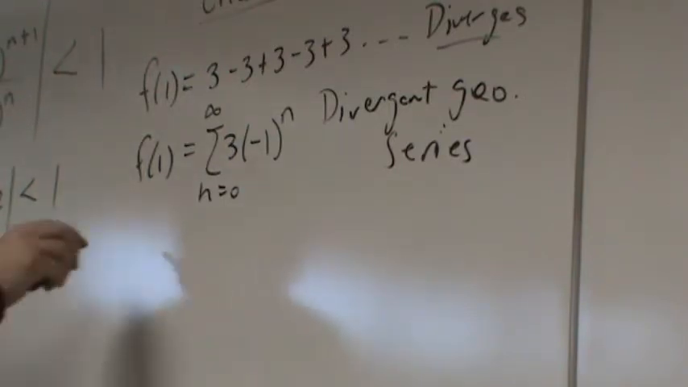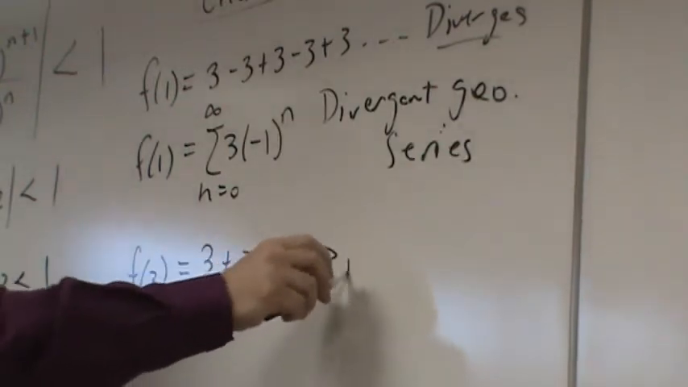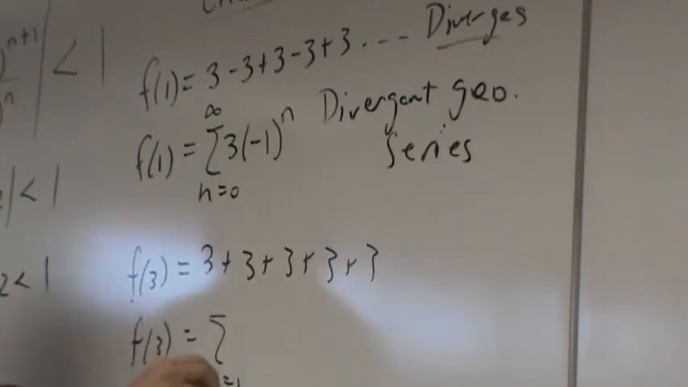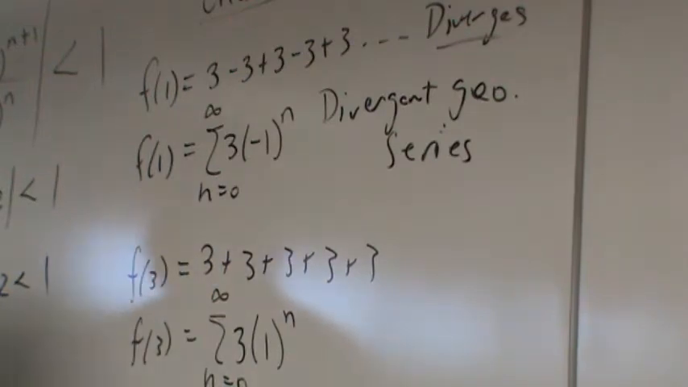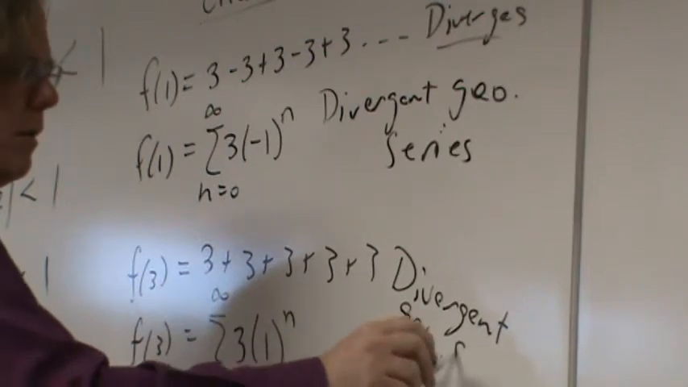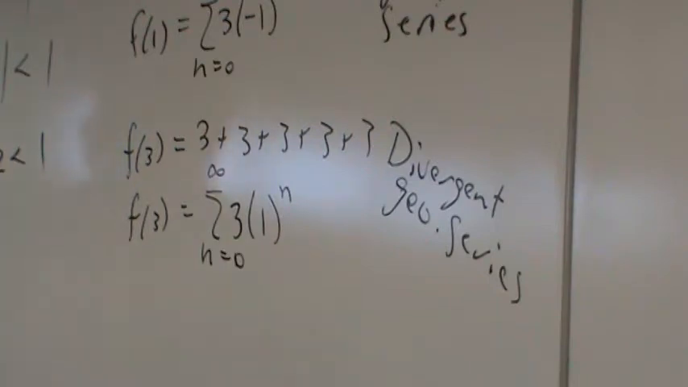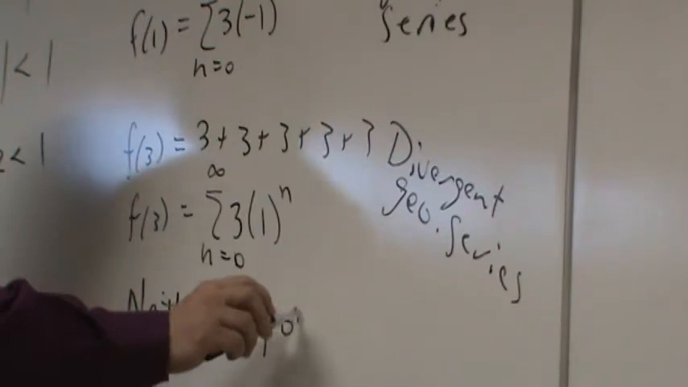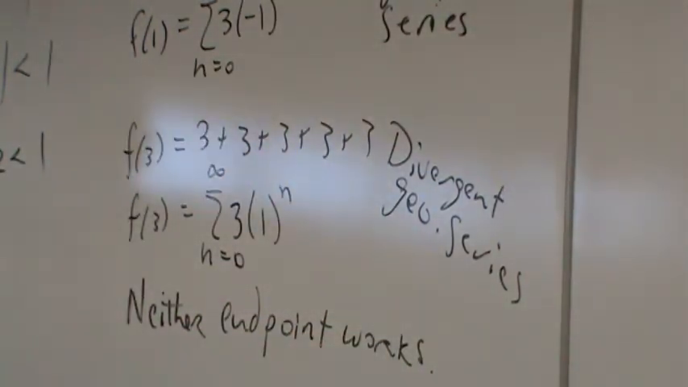How about that endpoint? Let's try f of 3. Well, f of 3 is going to be 3 plus 3 plus 3 plus 3 plus 3 when I stick in a 3 for every x. Or f of 3 is going to be the sum as n goes from 0 to infinity of 3 times 1 to the n. Either way, I hope you see that this is a divergent geometric series also. So I don't get to have either endpoint. Neither endpoint works. And so you end up with just this answer.